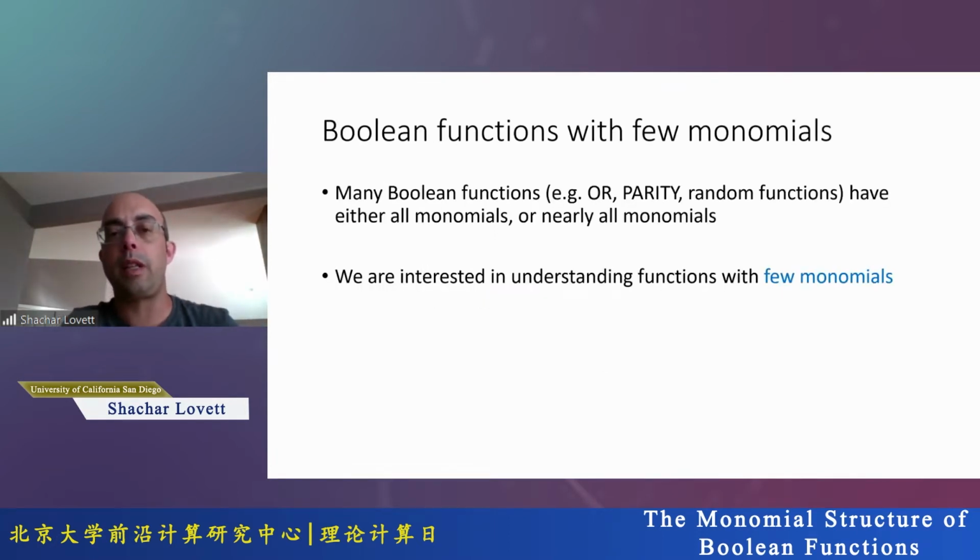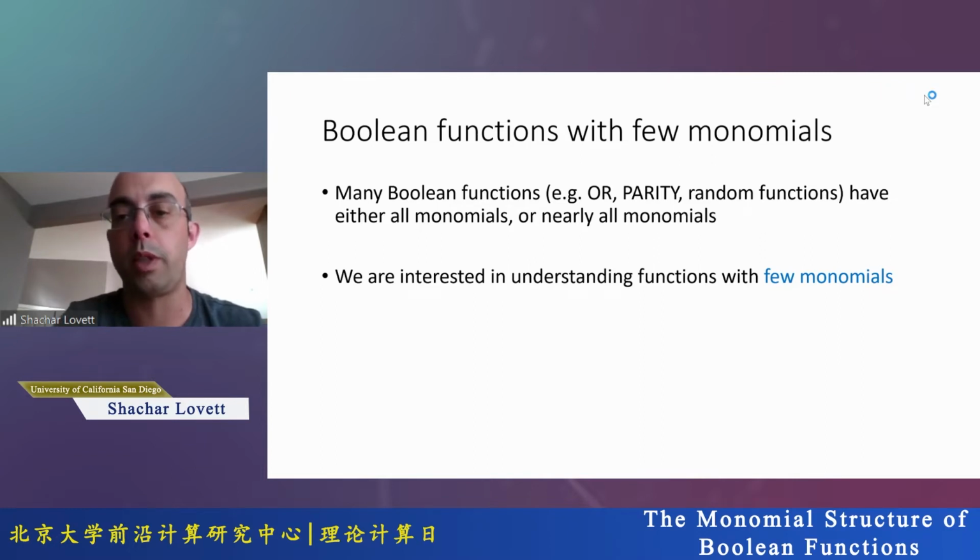Now, if you think about very common Boolean functions that we study a lot, like OR, like we've seen, or parity, or random functions, you're going to see basically all monomials, a very, very large number of monomials. So from our viewpoint, they're complicated. We're not going to care much about them. What we are going to care about are functions that happen to have few monomials, a small number of monomials.